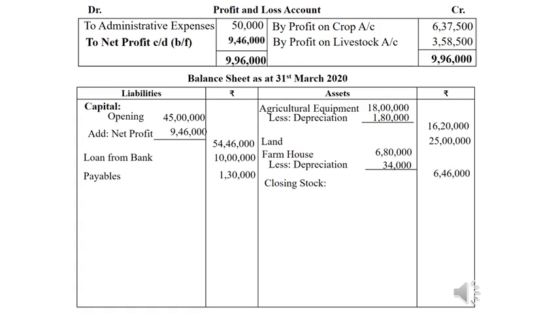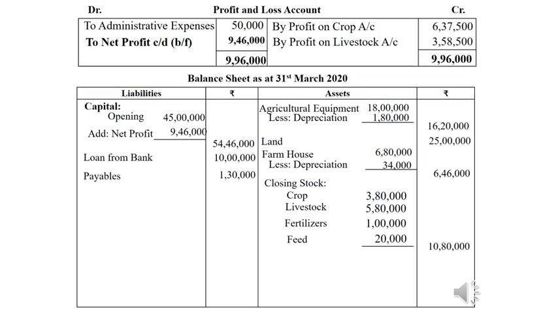So 6,46,000. Then closing stock, all the items you record. Crop 3,80,000, livestock 5,80,000, fertilizers 1 lakh, feed rupees 20,000. Total them up, or you can take these items on the outer column also. So 10,80,000. Next is receivables information is given, rupees 6,40,000. Cash and bank information is given, 90,000. So these are the items. Total up the balance sheet. So you will get 65,76,000 on both sides. So that is the solution for the problem.